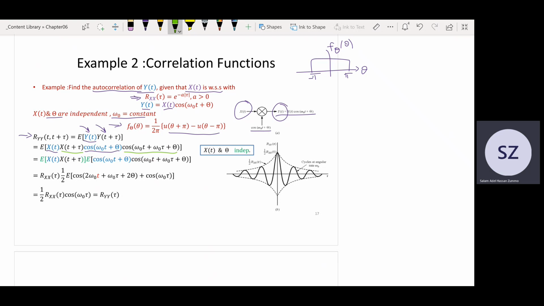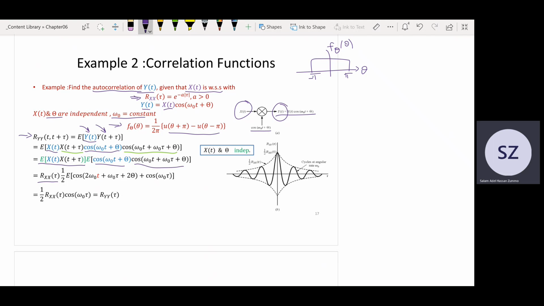Now this is just math. I multiply together. So what do I get here? I get the expected value of x of t plus tau multiplied by the expected value of the cosine. What do we call the first one? The autocorrelation function of x, multiplied by the cosine. Why did I not remove the expectation?